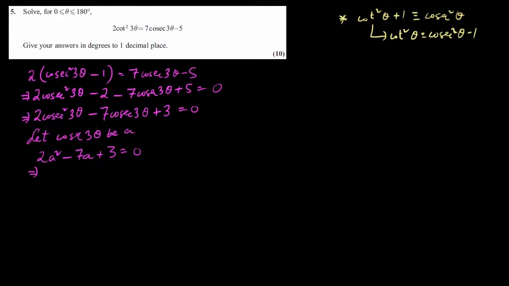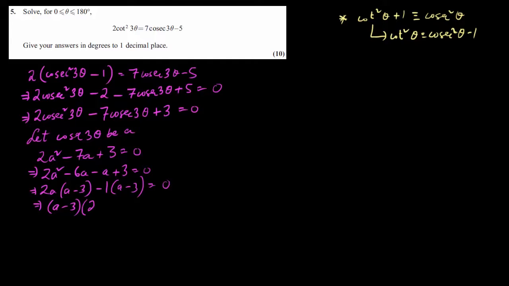If we do the middle term break, 2 times 3 is 6. So 2a squared minus 6a minus a plus 3 equals 0. If we take 2a common, it would be a minus 3. If we take 1 common, it would be a minus 3, equals 0. So this is going to be a minus 3 and 2a minus 1 equals 0. If we solve it, therefore a equals 3 or a equals half.